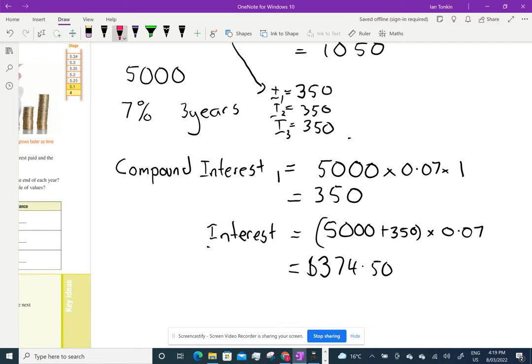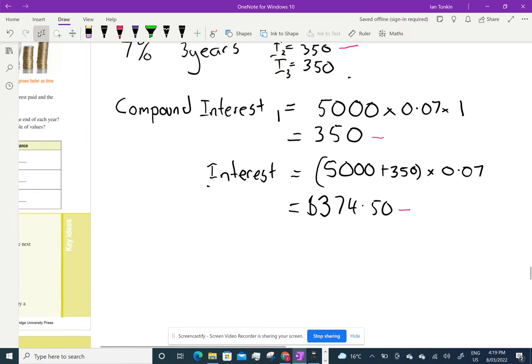So note this. The interest for the simple interest is just the same amount every year. But here it was 350 the first year, and it's gone up. There's an extra $24.50, and that $24.50 is the interest on the interest. It's the interest on this 350.